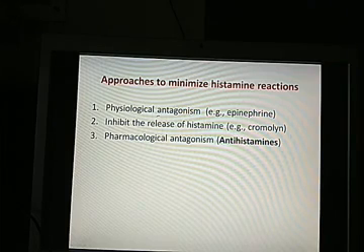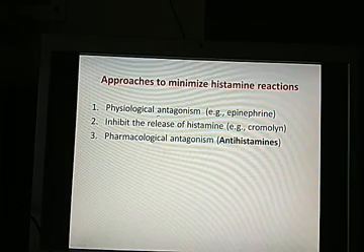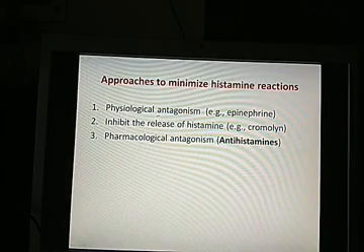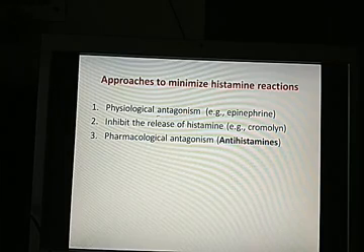Now the second approach is we can inhibit the release of histamine from the mast cells. Now the drug cromolyn acts in this way. And then we have pharmacological antagonism, and in this class we have antihistaminic agents.